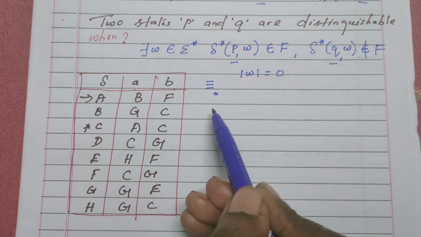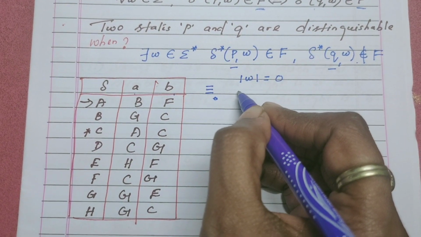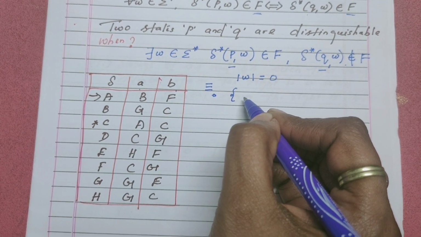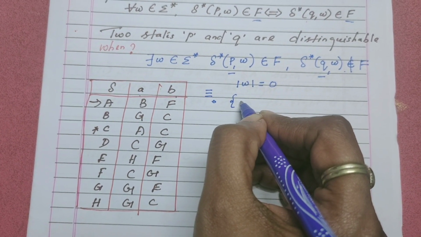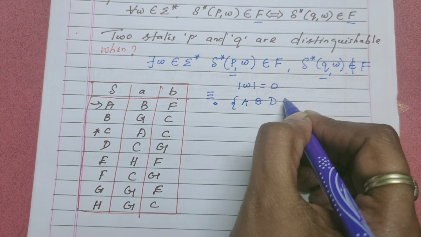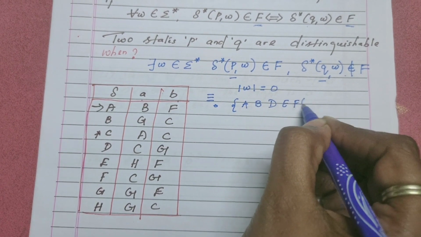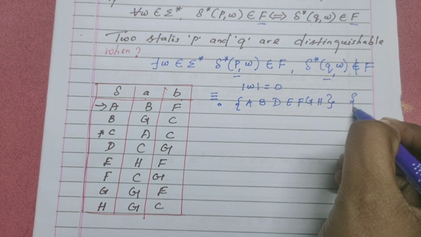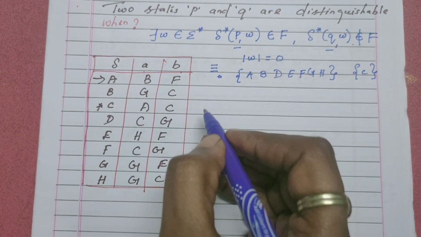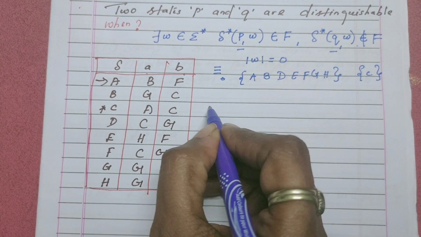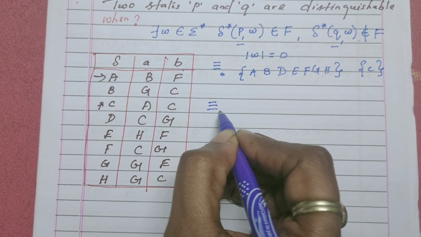Okay, at equivalence class 0, I'm just going to separate the non-final states and the final states. So which are all the non-final states? A, B, D, E, F, G, H. All these are non-final states and the final state is C. Right. Now from equivalence class 0, we are going to identify equivalence class 1.